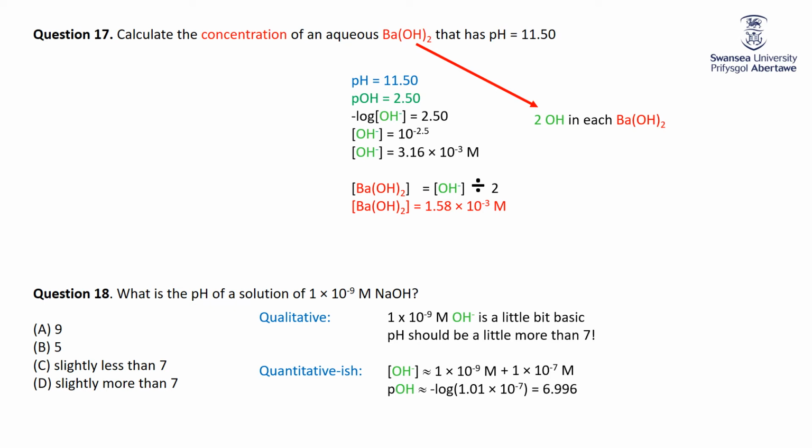So the OH- is about 1.01 times 10 to the minus 7. Okay, so therefore the pOH is minus the log of that, which is 6.996. But of course, pH is 14 minus pOH, which is about 7.004. Either way you do it, pH should be a little bit more than 7 because you've added a teeny little bit of base.